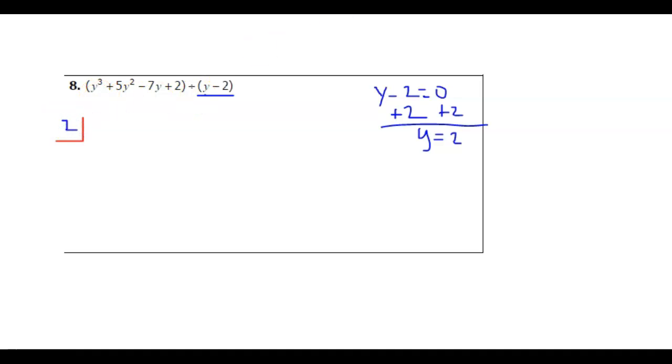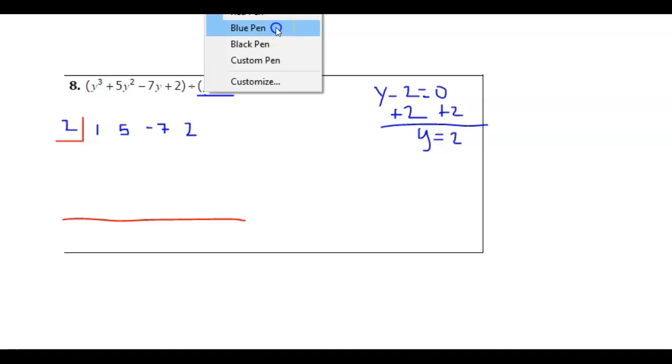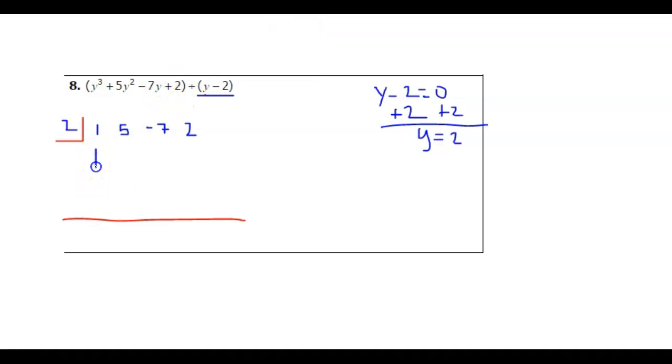And then I grab the coefficients. My next step, grab the coefficients of my other polynomial. Okay, so I got a 1, I got a 5, I got a -7, I have a 2. Then I want to drop my first coefficient down to the line. Okay, so I'm dropping it down to the line. That means that I needed that line. I needed to draw that line. Okay, so I'll drop 1 down.